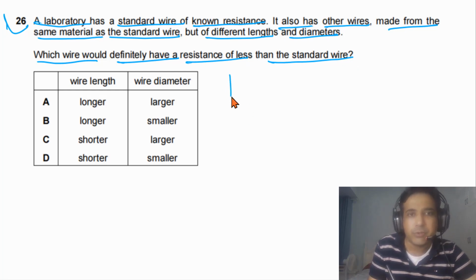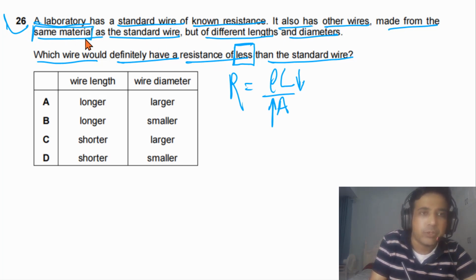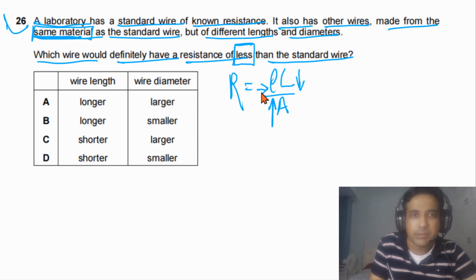So simply you need to understand for this one, R is equal to rho L by A. The question is asking you for less resistance. Resistance will be less if the length is shorter and the area is larger, because in the question it is given that they are made of the same material, which means the resistivity is the same. So this one is the same. Longer wire? No, it has to be shorter. So the answer can be C or D.